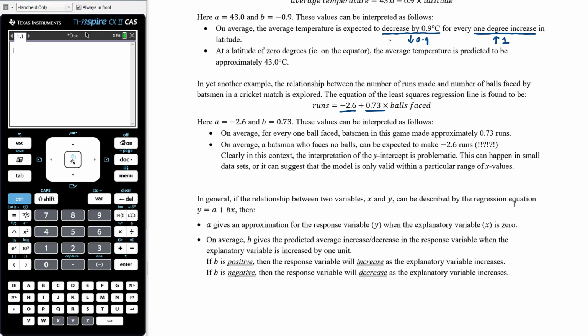That's because in this particular game, or the data set from which this regression line was taken, every batsman had to face at least one ball, but they all faced a couple of balls, so the data set was a bit away from zero. So what you're seeing here is, let's say you've got your scatter plot with balls faced on the horizontal axis and runs on the vertical axis. So your data set's sort of here.